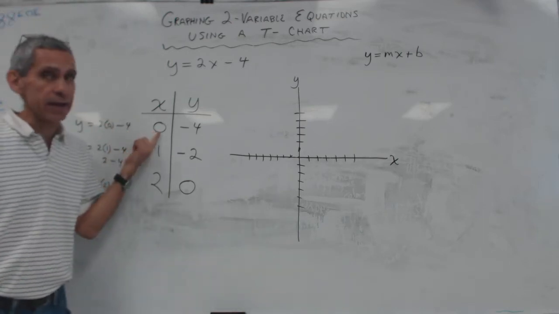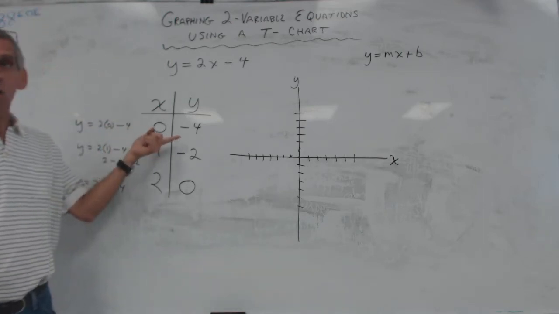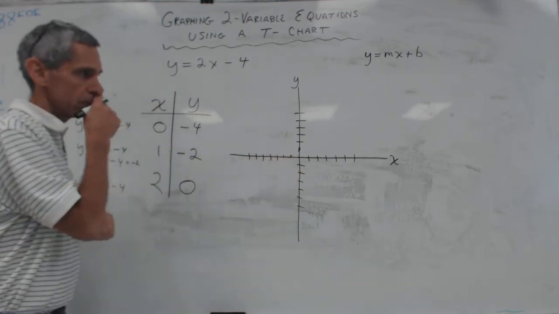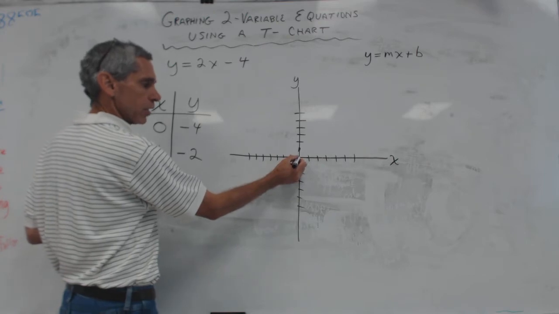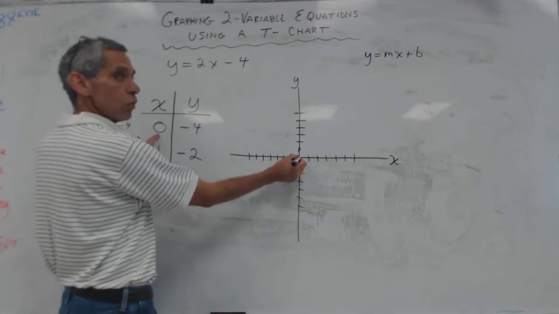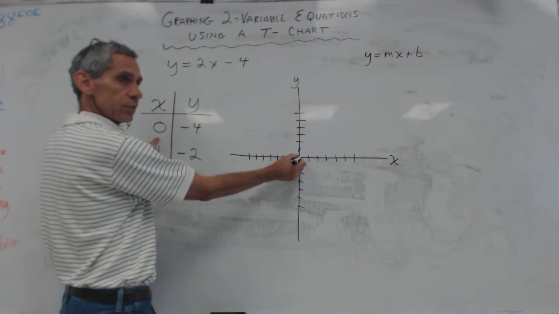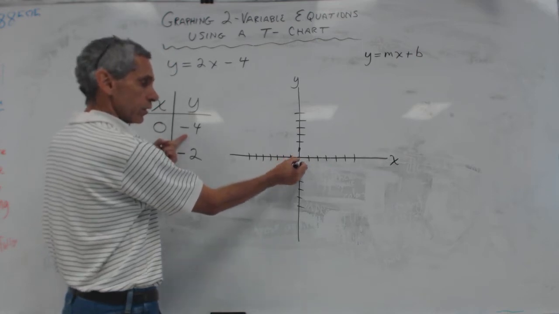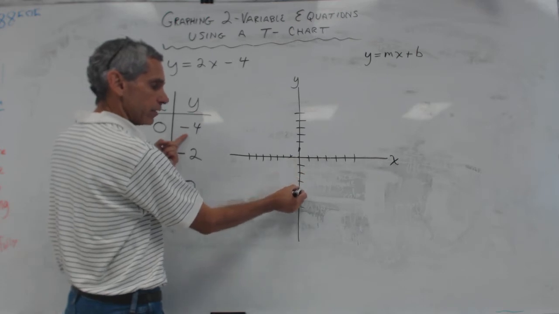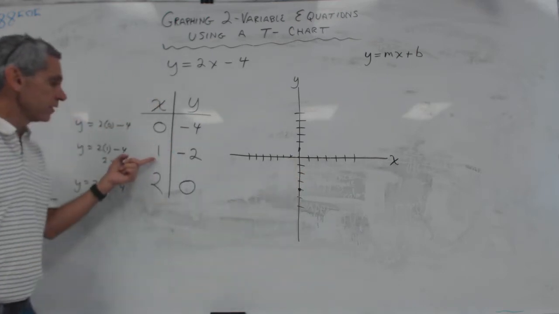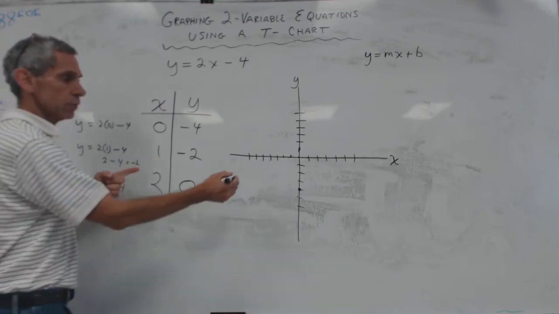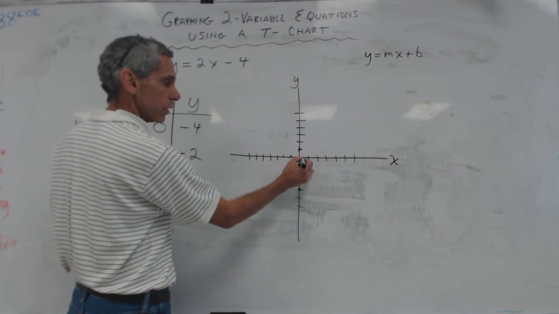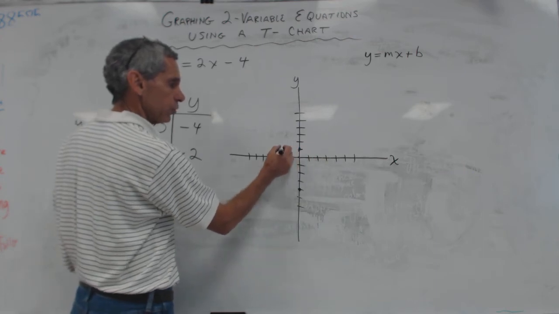Okay, so now I'm going to plot it. So here we go. 0, -4. Stay focused, guys. I start at 0, 0, and it says I don't walk anywhere. My x is 0. But I do fly downwards. I go -4. So I go 1, 2, 3, 4, and I put a dot. Then it says 1, -2. So I start at 0, 0, and I go 1, -2, and I put a dot.